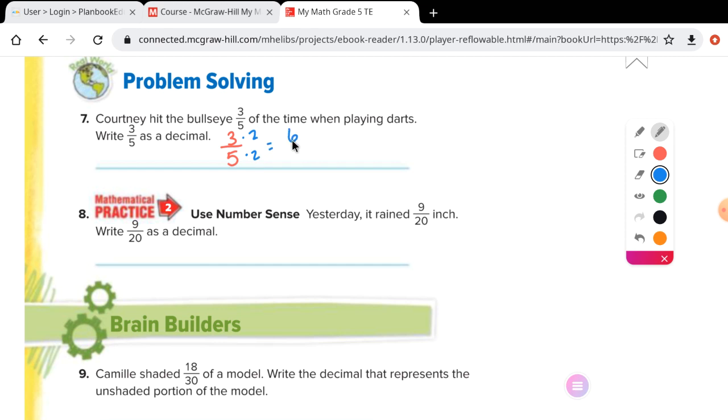So that would be 6/10. And how do I write that as a decimal? 0.6. Good job, 0.6. And this is another one. I'm just going to show you another example.